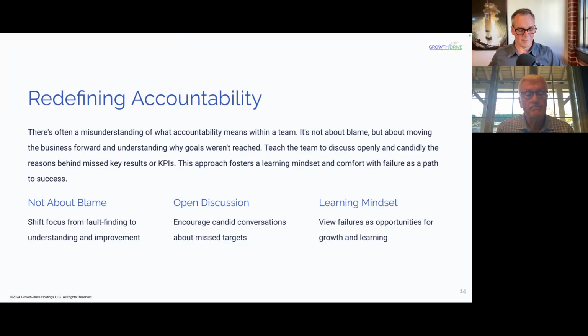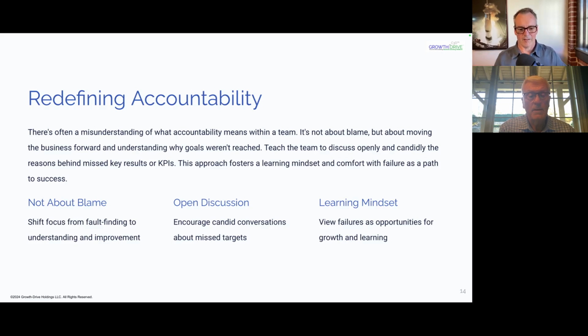Yeah, absolutely. And it's funny how this can foster innovation, a new way of thinking, a willingness to try new approaches, and getting away from, that's how we do it. If how we do it isn't delivering results, then we need to change. There's often a misunderstanding about what accountability means within a team. And accountability does not mean blame, right? It means moving the business forward and understanding if goals aren't reached, why they weren't reached, teaching the team, helping them.